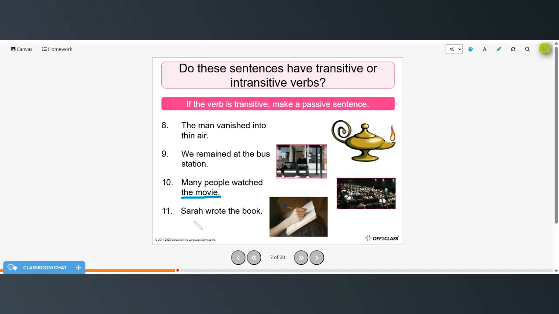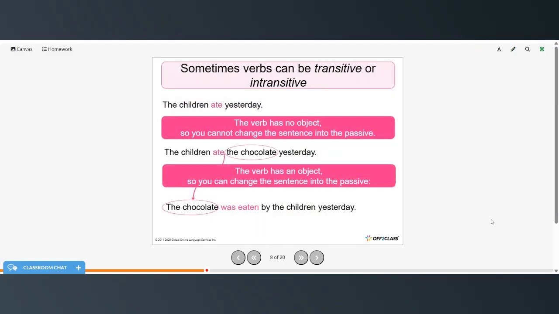And Sarah wrote the book. The book is the object. And so we could say the book was written by Sarah. So wrote or write, to write is a transitive verb. Now sometimes verbs can be transitive or intransitive. The children ate yesterday. So the verb has no object, so you cannot change the sentence into the passive. But if you said the children ate the chocolate yesterday, here the verb has an object, so you can change the sentence into the passive. The chocolate was eaten by the children yesterday.